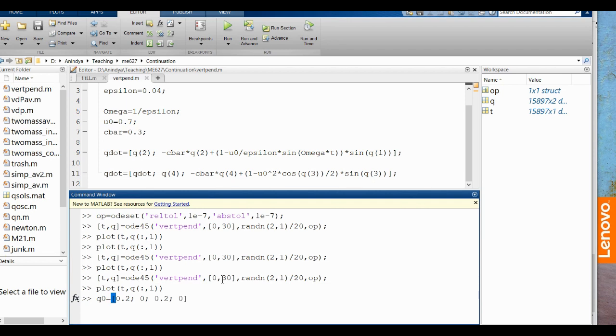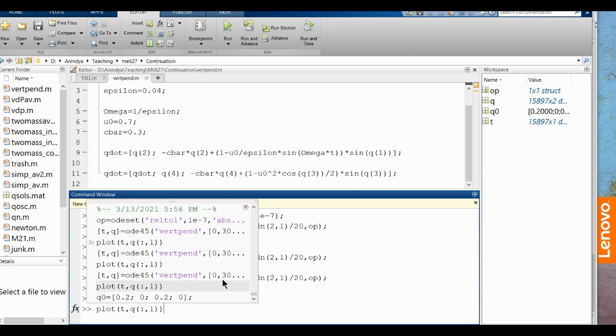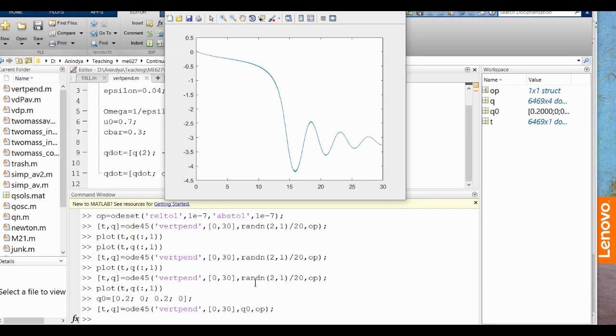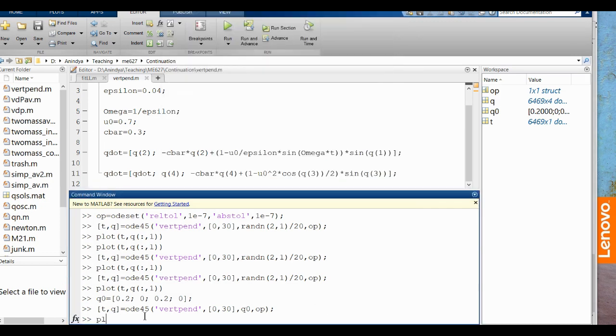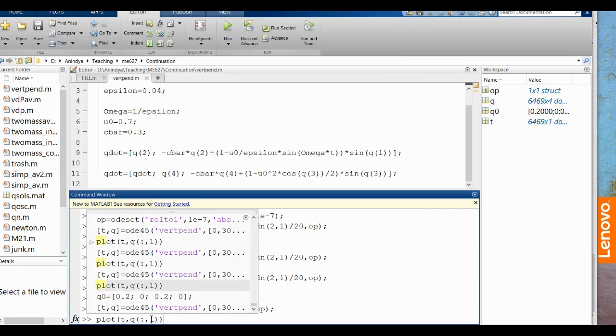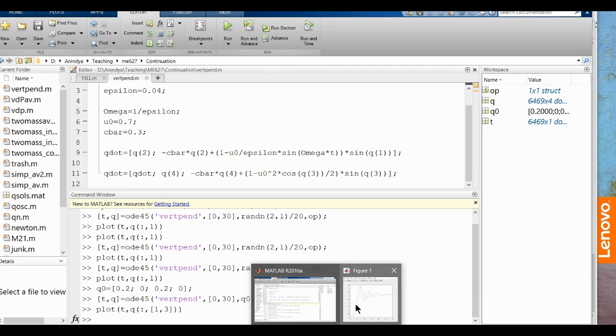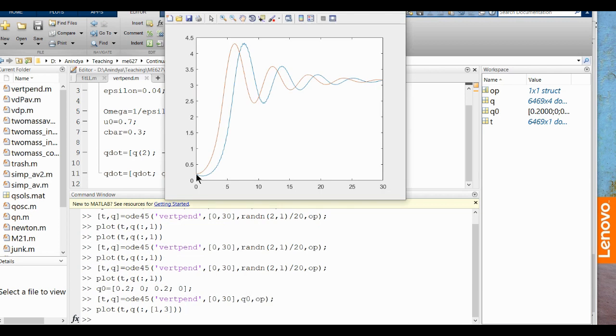Some nearby initial condition should be allowed, so we will have to check on that a bit, but other than that it should be alright. And then over here we have q0. Let us look at the answer. It won't match because of the initial condition. We will plot 1 and 3. So it's not quite matching because of the initial condition.